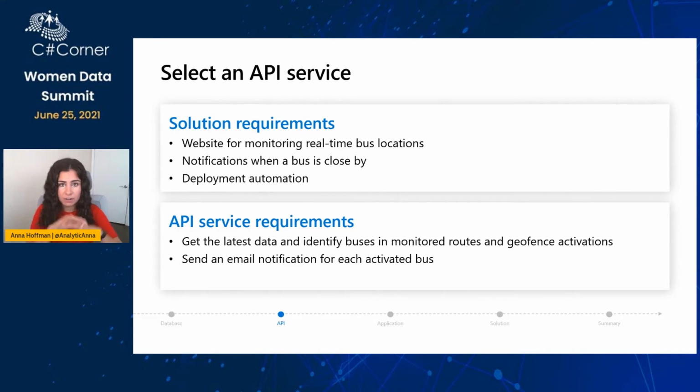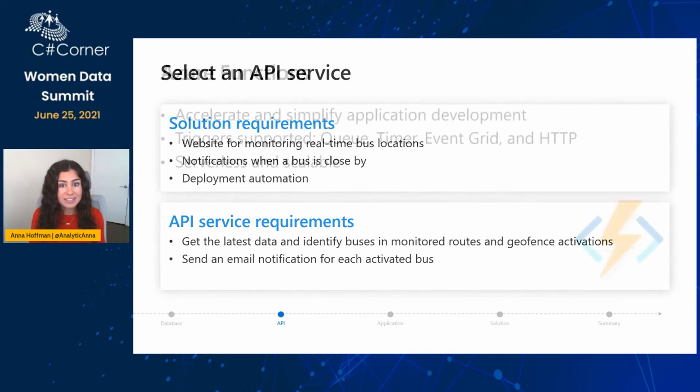So again, overall, we're still looking for a website. We want notifications, and we want deployment automation. When it comes to the API itself, we want the API to go get the latest data from that JSON document, identify buses in the monitored routes, and also identify geofence activation. So again, we don't want to monitor all the routes, only the routes that are relevant to me as a user that I want to monitor. And then we want to send an email notification for each activated bus. So I'm calling a bus activated if it enters or exits a geofence.